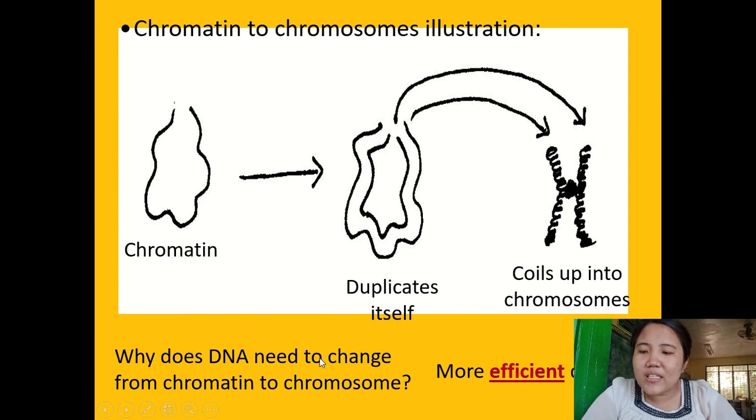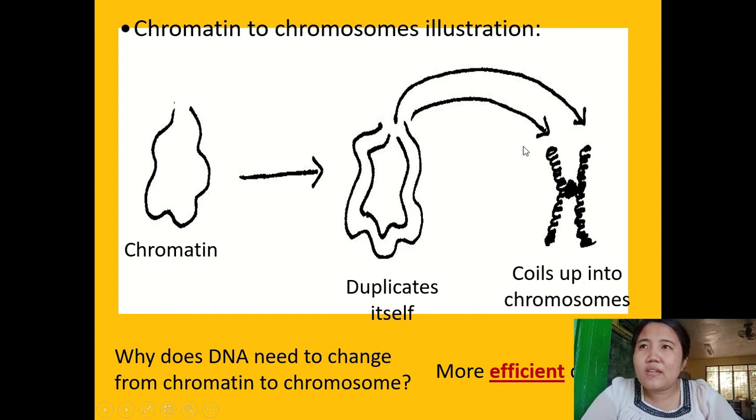So why does DNA need to change from chromatin to chromosome? Why is it that they need to coil themselves and then duplicate into this one? Why is it important for them to coil up? So it would be more efficient in division.